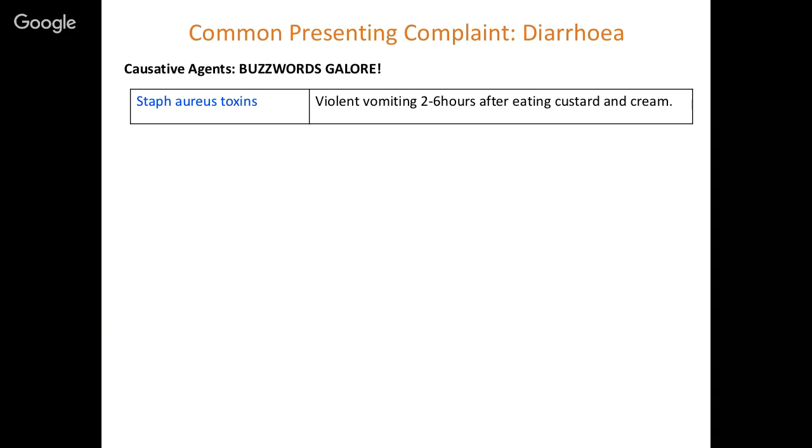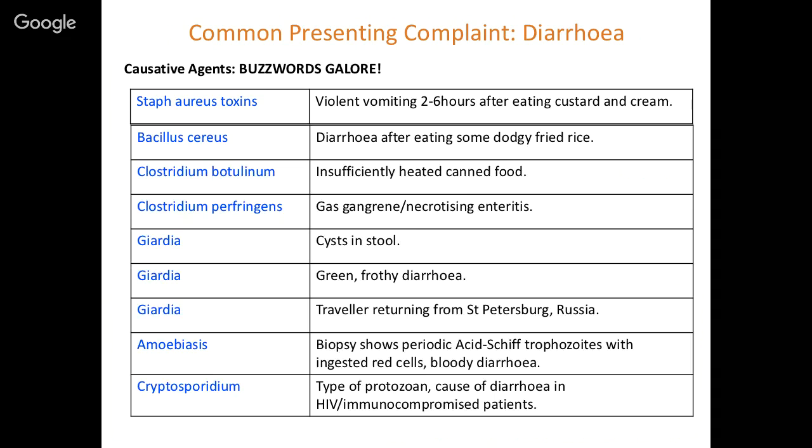Insufficiently heated canned food: Clostridium botulinum, the botulinum toxin. Gas gangrene, another Clostridium: perfringens. The next 3 are all the same.